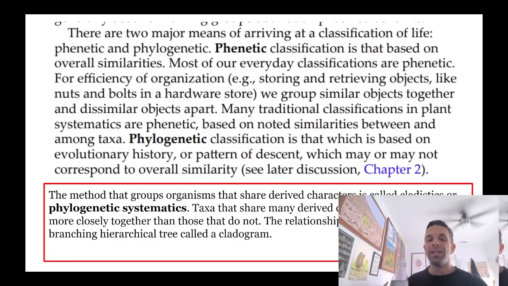So phylogenetic classification is that which is based on evolutionary history or pattern of descent, which may or may not correspond to overall similarity, as we saw with cacti and euphorbia. Cacti and euphorbia look similar, but again, convergent evolution: two things evolving to look the same because they evolved in similar climates. Euphorbia evolved in the hot, arid climates of Africa, where it was also getting munched on a lot. Remember, there's more herbivore pressure in deserts because there's not a lot on the menu.